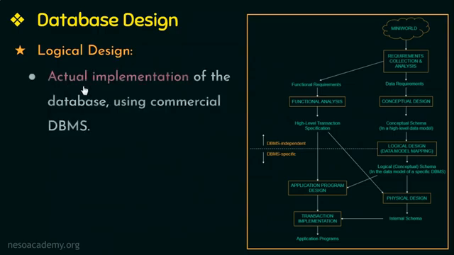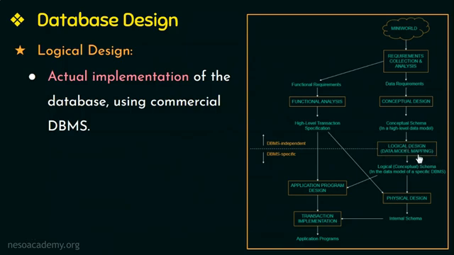This step is the actual implementation of the database using a commercial DBMS like Microsoft SQL Server, Oracle, etc. Most commercial DBMS use an implementation data model. Again, we have seen what an implementation data model is in our earlier videos. So here the conceptual schema is transformed from the high-level data model into the implementation data model. And this step is called logical design or data model mapping.